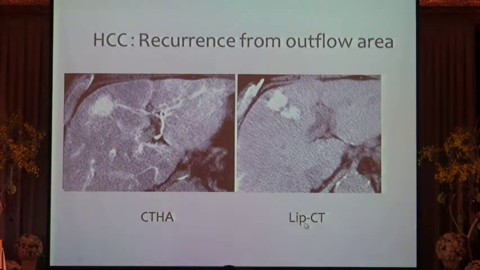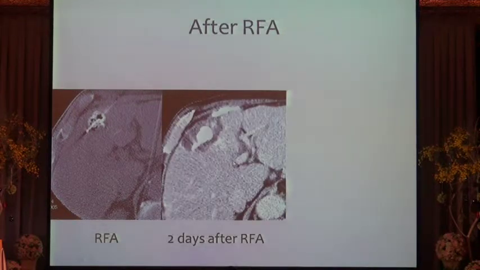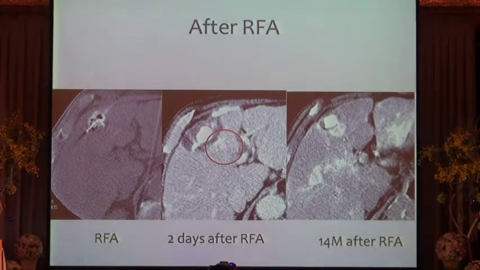Let me show you a recurrent case from the outflow area. This is CT-HA image. This is a main tumor. And after TACE, you can see an outflow area in here. There may be some tumor cells in here. But this is the initial case, and we performed RF ablation for the main tumor alone. This is the result. The result seems to be very good, but we did not ablate the outflow area. And this patient experienced local tumor progression from the outflow area.